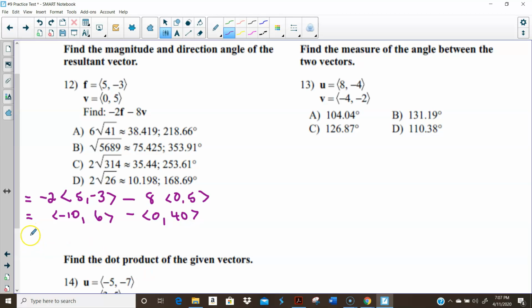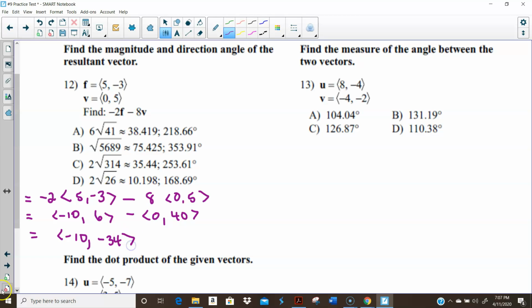Okay, now we're going to go ahead and subtract those two vectors. So negative 10 subtract 0, you subtract the horizontal component, which is negative 10, and then you subtract the vertical component. So 6 subtract 40 is negative 34.